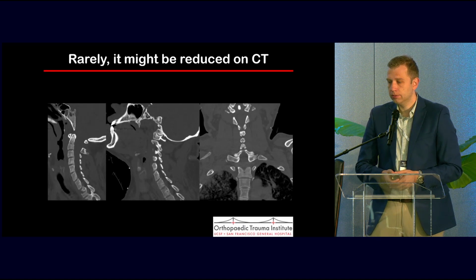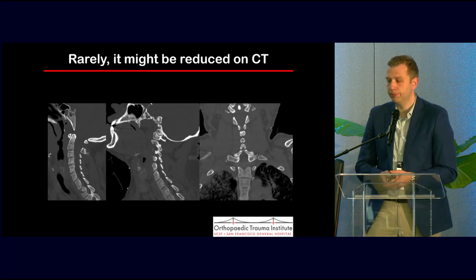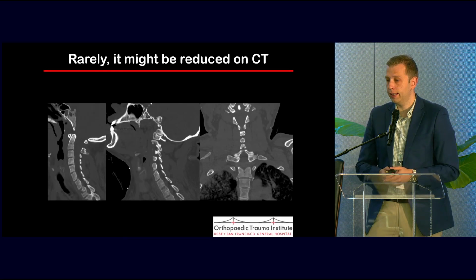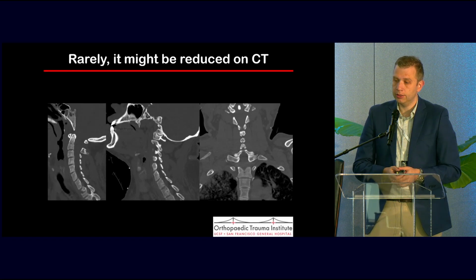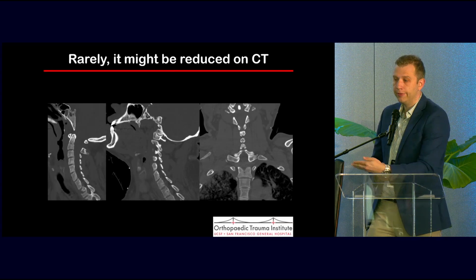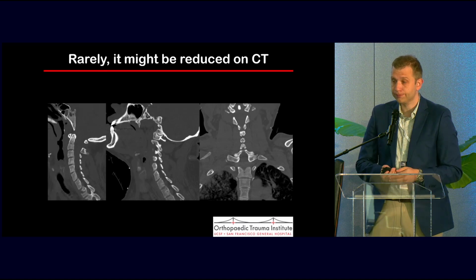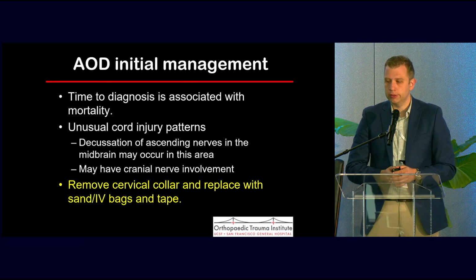And then, just like anything, these are dynamic fractures, and it might appear reduced on CT, and that's where it's important to look for a lot of these soft markers. If you look at the soft tissue swelling on the leftmost image, you could see that there's significant swelling in front of C2. And so that, in this case, would be the main thing that would hint to me that there's something going on. And so the initial management: time to diagnosis is associated with mortality.